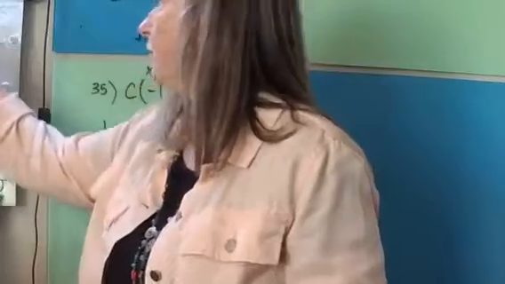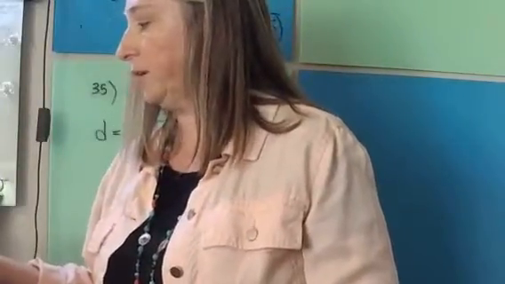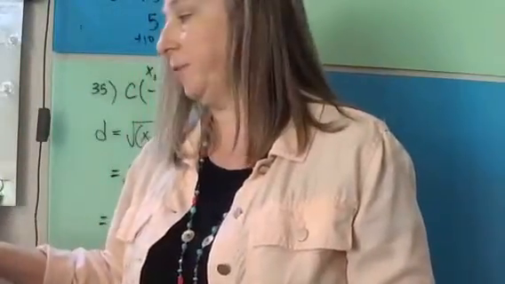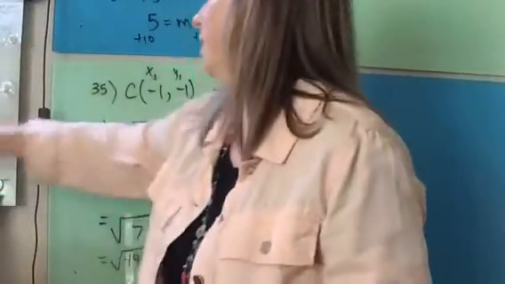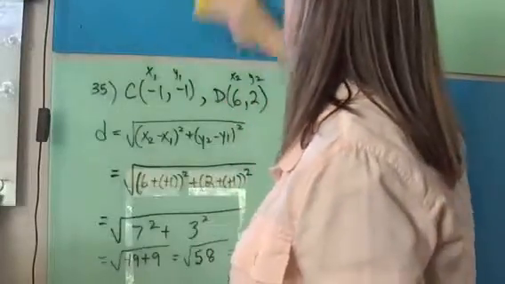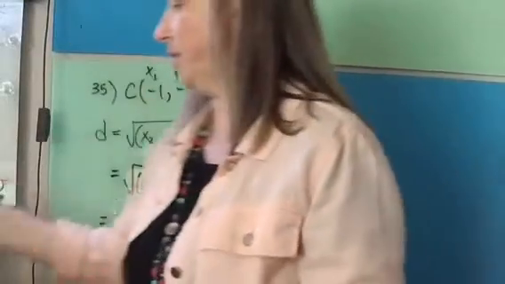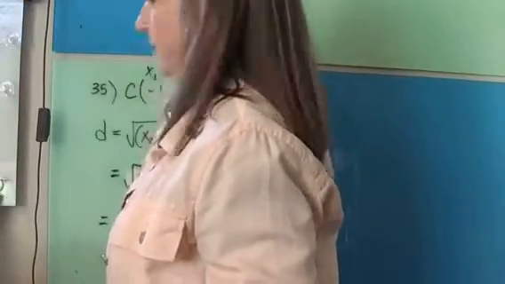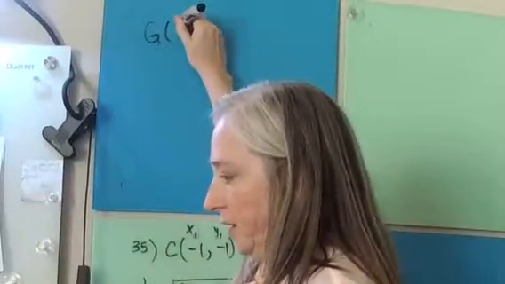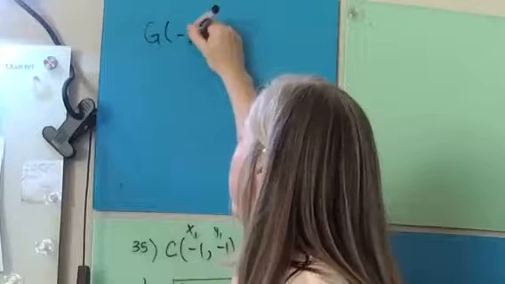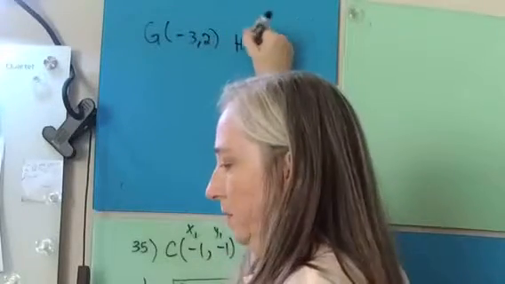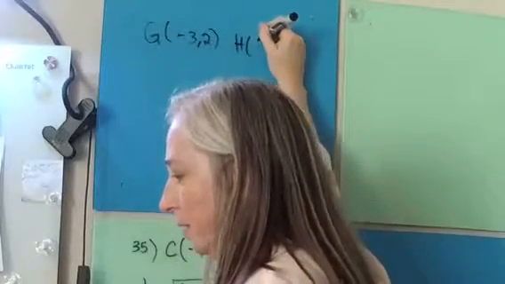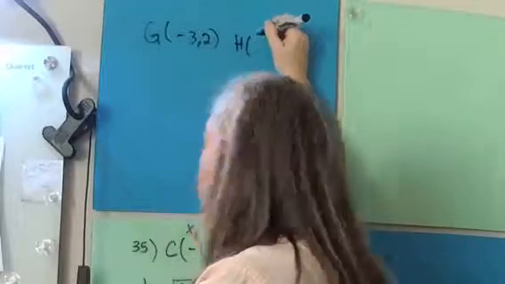Okay, the next problem is number 37, which is also from that same section in the chapter review. We're trying to find the coordinates of the midpoint, and they give me G and H. They want me to find the coordinates of the midpoint between G and H. So G, now I have to move this. Okay, G is negative 3, 2. H, keep losing my spot. H is 3, negative 2.